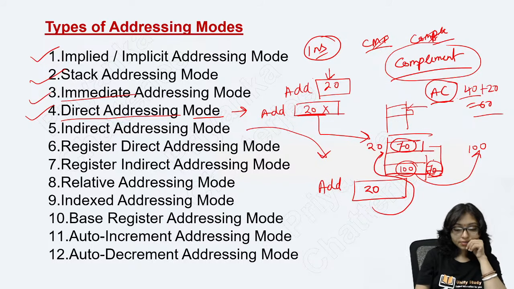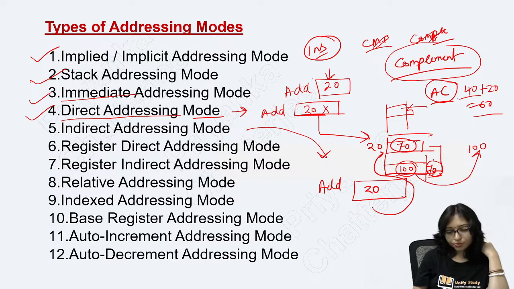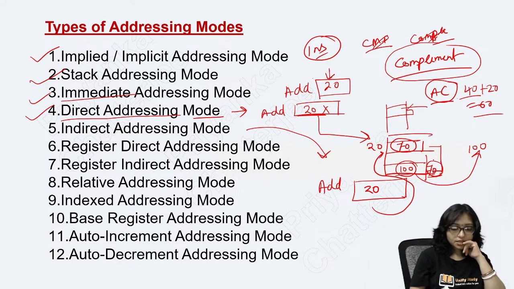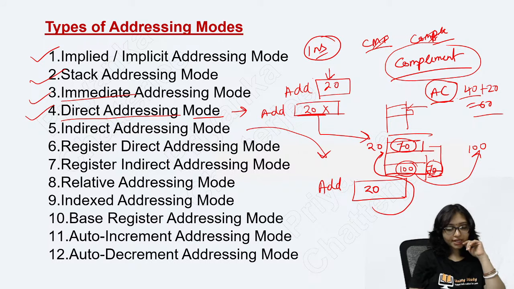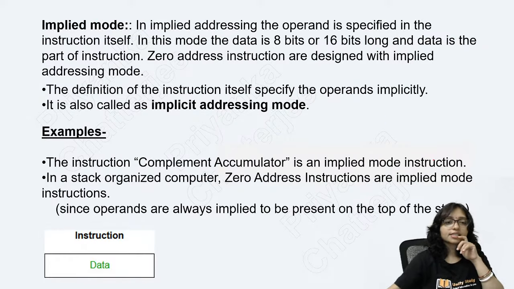Indirect, two memory references, yes. Immediate, opcode; implied, opcode itself. The opcode itself will tell you what you have to do. There is no extra thing required. Okay, now I can see, yes, immediate data is the operand; implied, no need. Direct, indirect, what is the difference between direct and indirect? Yes, all are writing here.